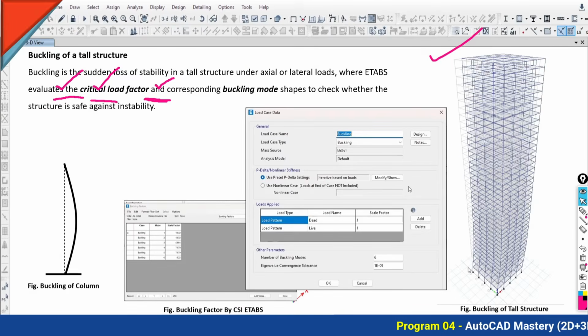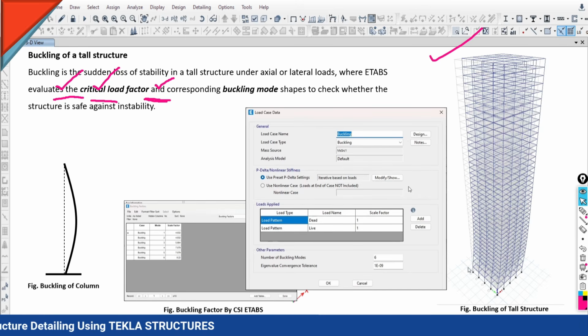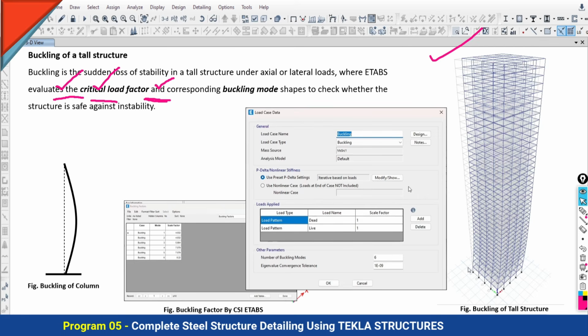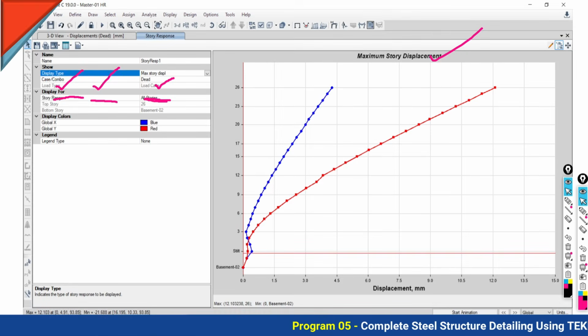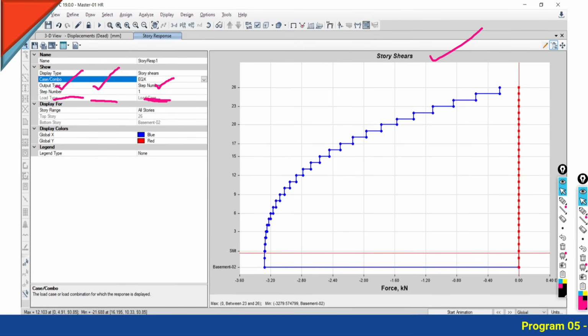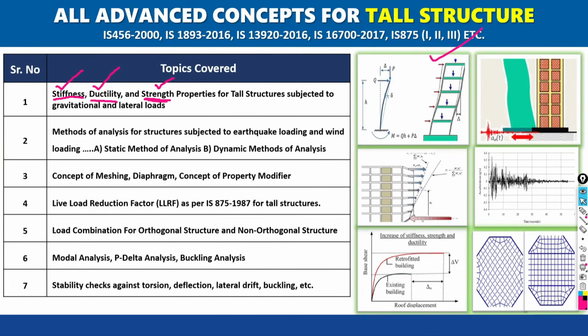Now thereafter, buckling check. You might have heard about buckling of a column, but you may not have heard about buckling of the structure. We are going to do the buckling analysis at the advanced level for the tall structure. Lateral deflection and drift check for the tall structure. Optimization and scaling for the base shear value, that also we are going to learn.